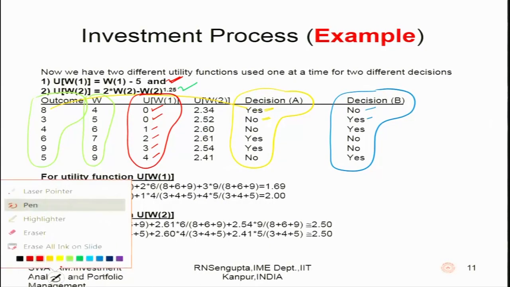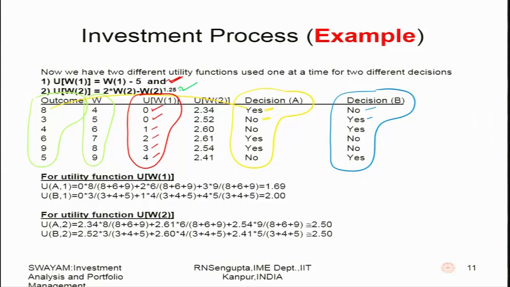Similarly, the second utility, which I have marked in dark green, is a non-linear function. For the first case, where it is given as 2.34, how is 2.34 obtained? It is twice 4, which is the first value, minus 4 to the power 1.25, and the value I get is 2.34. For the second value, your wealth is 5, so it is 5 into 2, 10, minus 5 to the power 1.25, and I get a value of 2.52. Similarly, the third one is 2.60, 2.61, the next one 2.54, and the last one 2.41. So, I get the utilities.